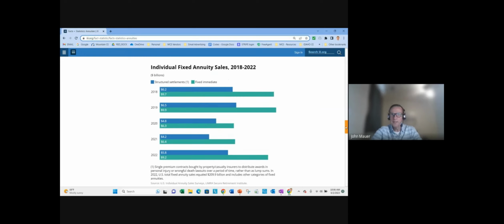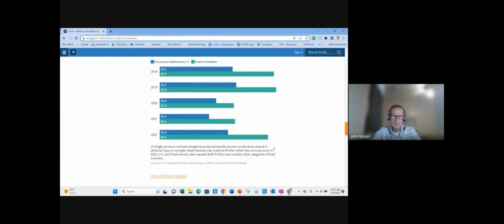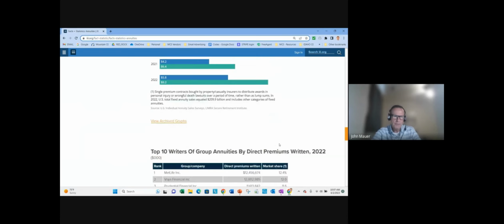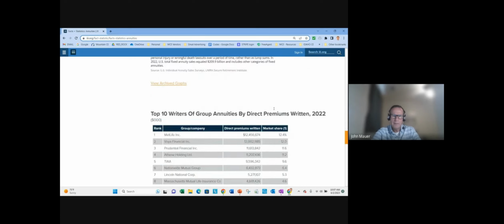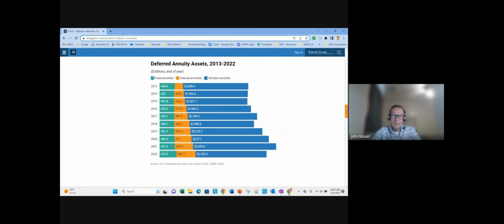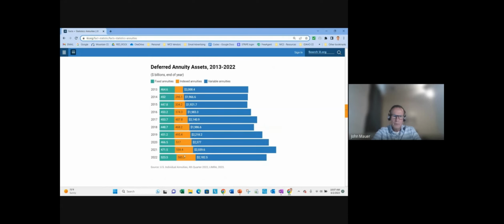This helps us understand how much dough, cash, whatever you want to call it, money, assets are in annuities. So annuities are a big, big deal. The most recent information that we have here is from last year, and it's showing billions in structured settlements. We'll talk about what that is a little bit later. And what I really want to show you is this one right here. This really helps us understand how big annuities are. Last year, about $500 billion, $523 billion, were in fixed annuities.